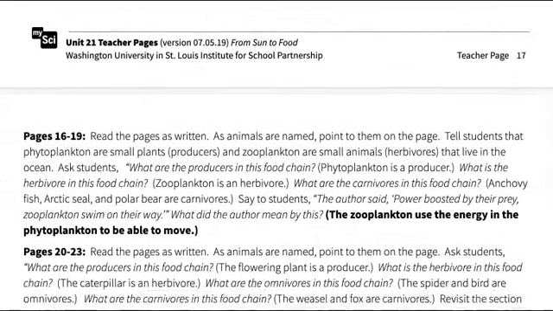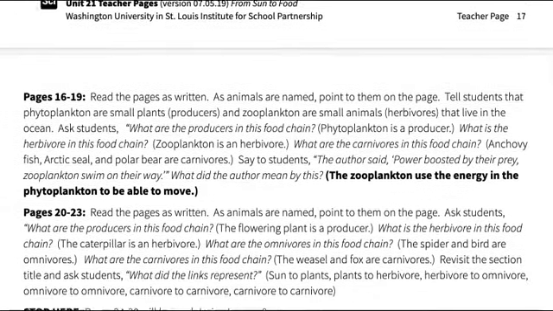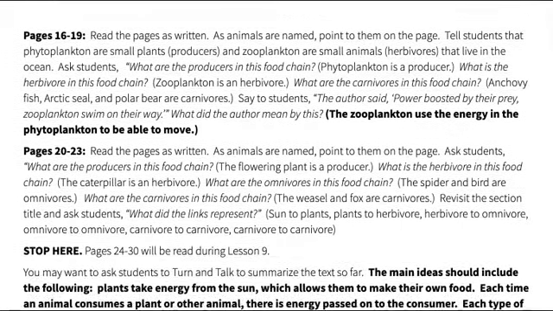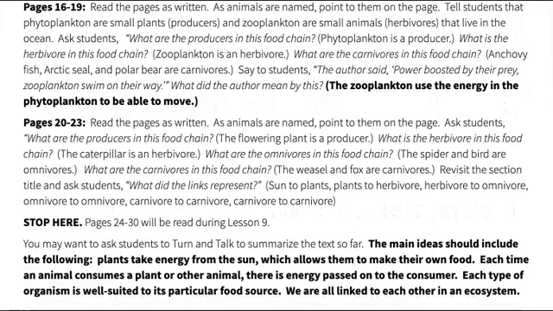You may want to ask students to turn and talk to summarize the text thus far. The main ideas should include the following. Plants take energy from the sun, which allows them to make their own food. Each time an animal consumes a plant or other animal, there is energy passed on to the consumer. Each type of organism is well suited to its particular food source. And finally, we are all linked to each other in an ecosystem.